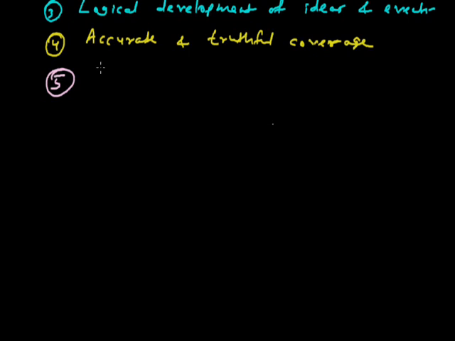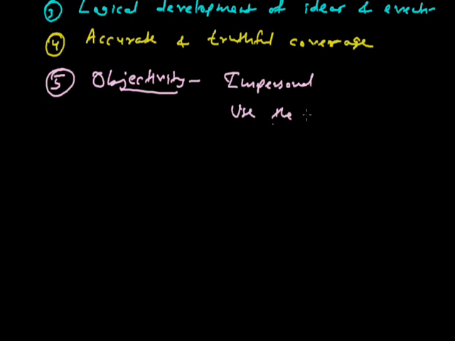And the fifth thing, objectivity. And by objectivity I mean impersonality. It should be impersonal. Use the third person. Use indirect speech. So it should not be emotional. Don't add any of your ideas. Don't write in the first person, write in the third person, and it should be in the indirect speech.